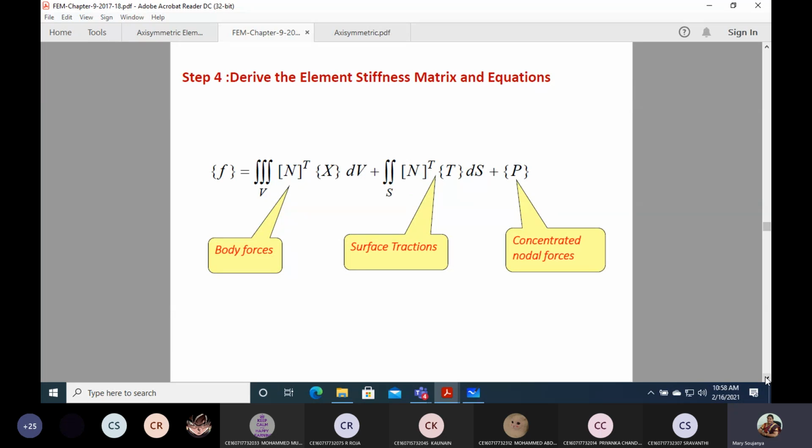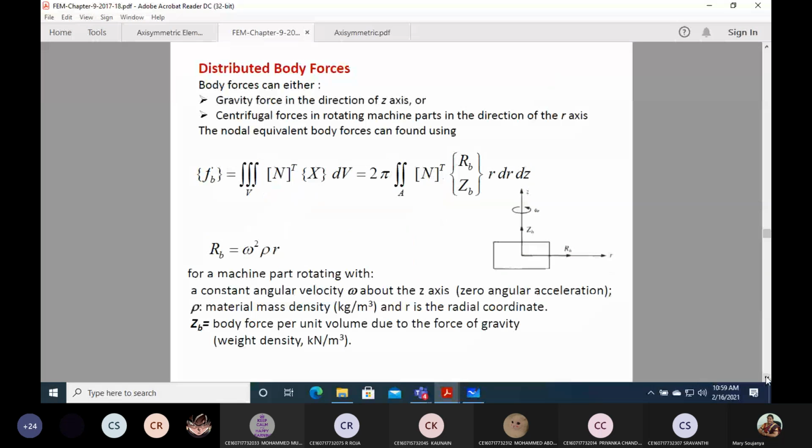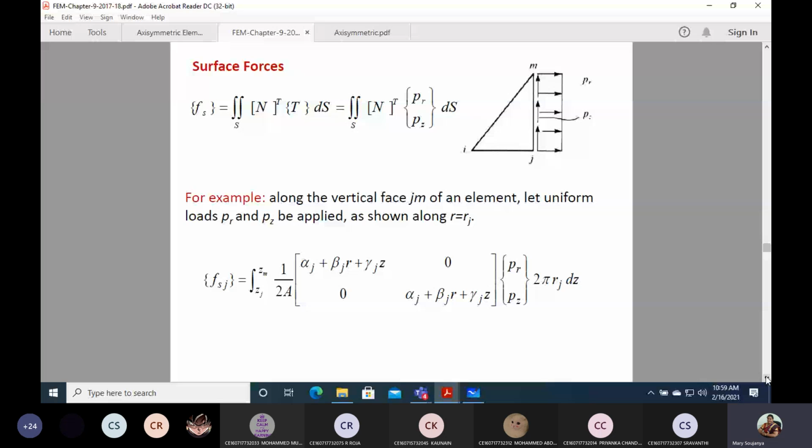From the elemental stiffness, we will then get the force matrix also: the body force matrix, the surface tractions, or any point loads on the member. All these equations we have seen in the previous units. So this is the force equation. See how body forces are distributed, that is mentioned. How surface traction forces are taken into account is also explained. All these things for a normal element, that means one which is not an axisymmetric problem, were explained clearly in the previous classes, so I'm not giving much time to this.